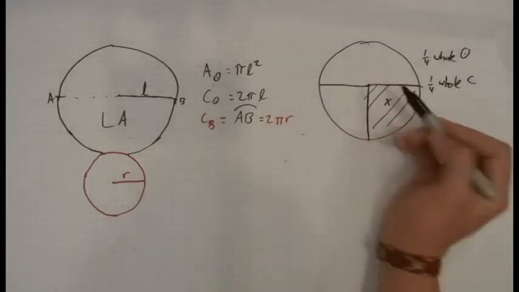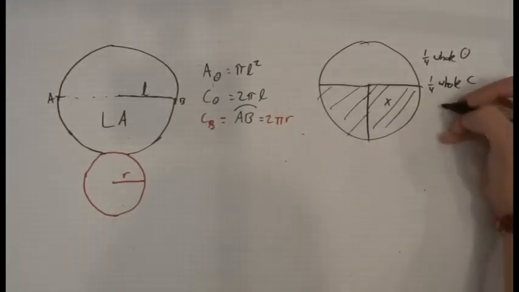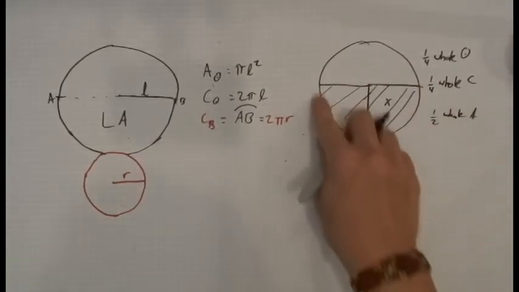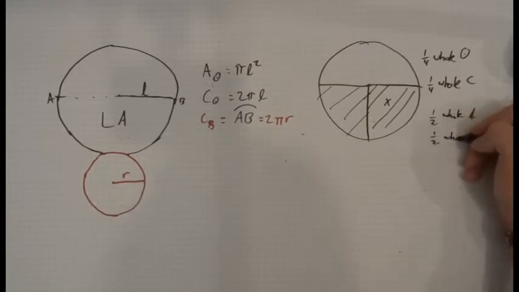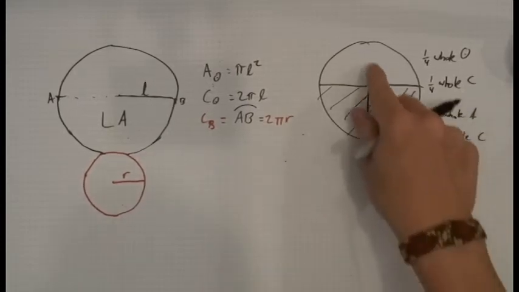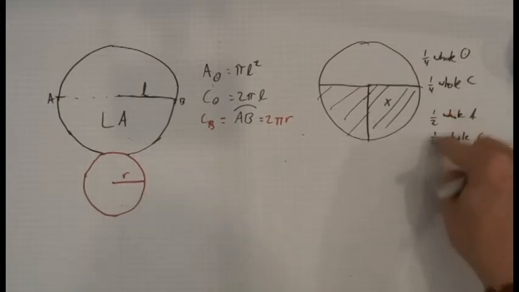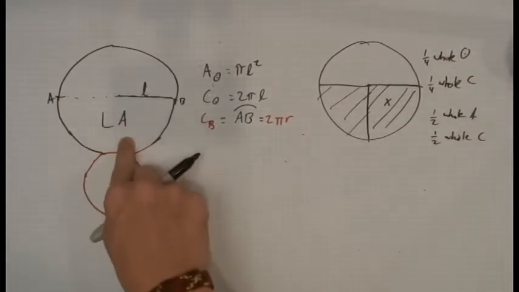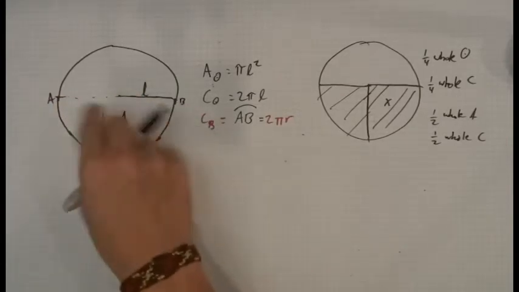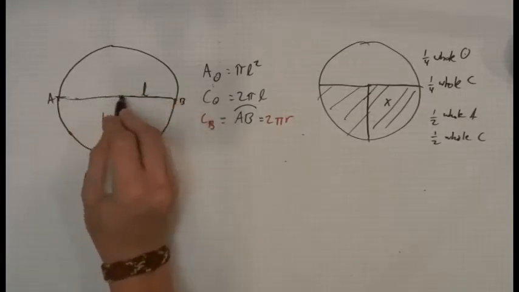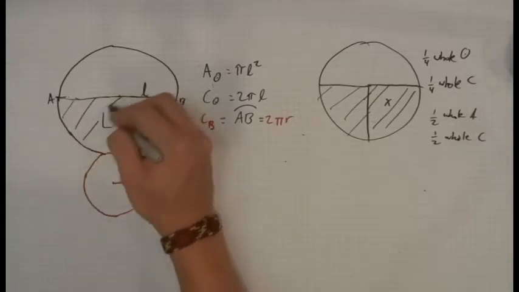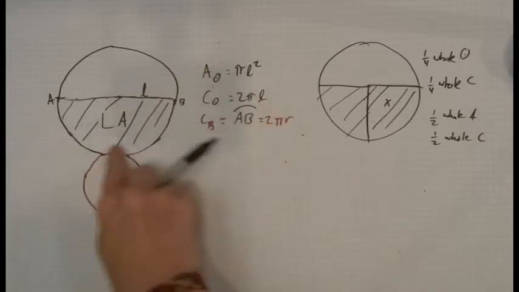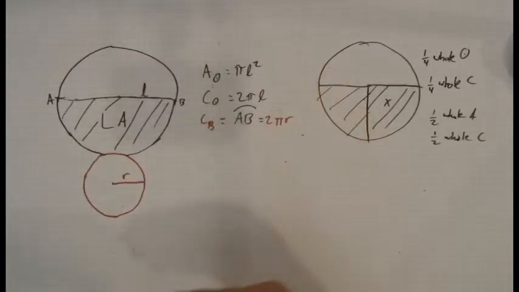And if our sector was 1/2, then it'd be 1/2 of the whole area, and this arc length would be 1/2 of the whole circumference. So we see that these are always going to be the same proportion. So for this lateral area, for our purposes, our sector area is 1/2 of the whole circle. And the same thing for our arc length is going to be 1/2 of the whole circle. So we know that they're equal.